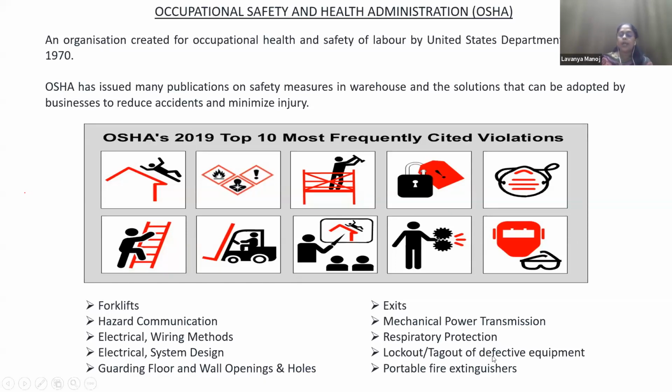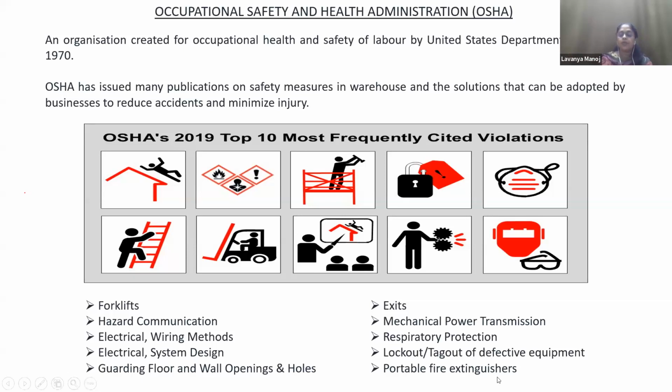And lockout or tag out of defective equipment. If there is a breakdown in the forklift, or if the forklift is not working, place the forklift maximum outside the warehouse. Don't park it somewhere inside the warehouse, take it outside the warehouse. So that is how it has to be done.